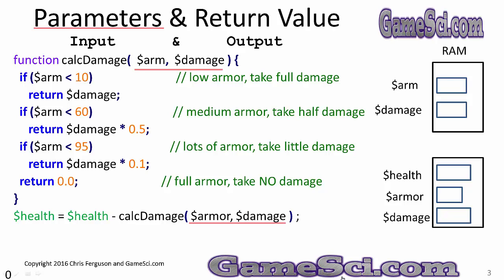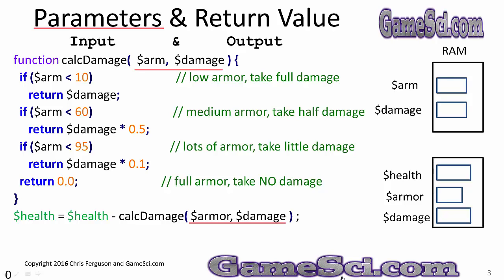Quite often, in order for a function to do its job, it's going to need some input, and when it's completed its job, it needs to tell the caller what happened. It needs output. Parameters are the input. In this case, $arm and $damage are the parameters to calc damage. Now, let me explain calc damage here.